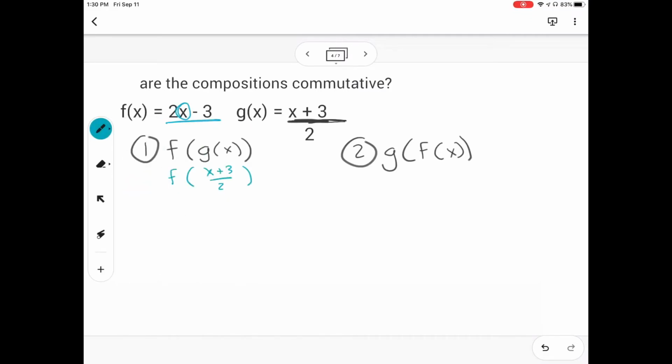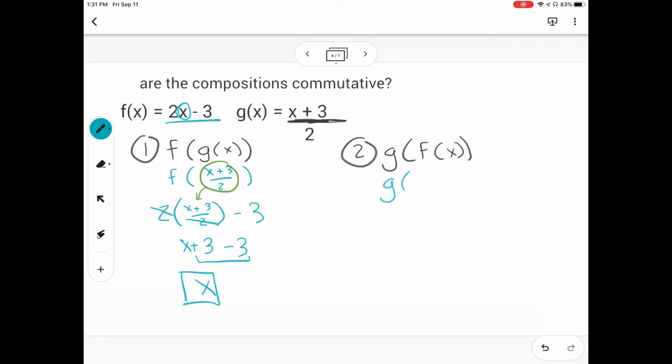So here it's 2x minus 3. So I'm going to take away the x, and in its place, I'm going to put this. Then we're going to simplify. So something nice happens here. The 2's will cancel. I'm left with x plus 3, and then that minus 3. Like terms, 3 minus 3 is 0. So the final answer is x. Right, so f of g of x equals x.